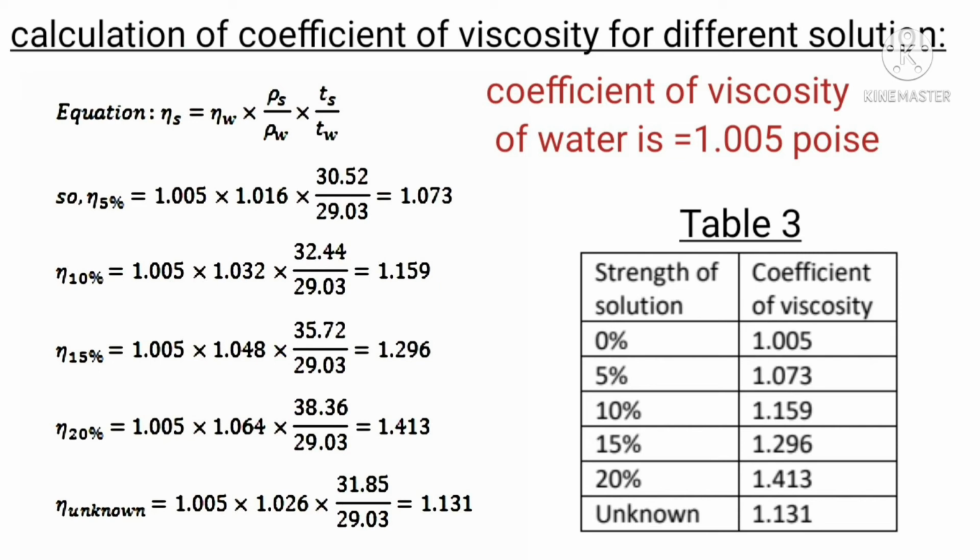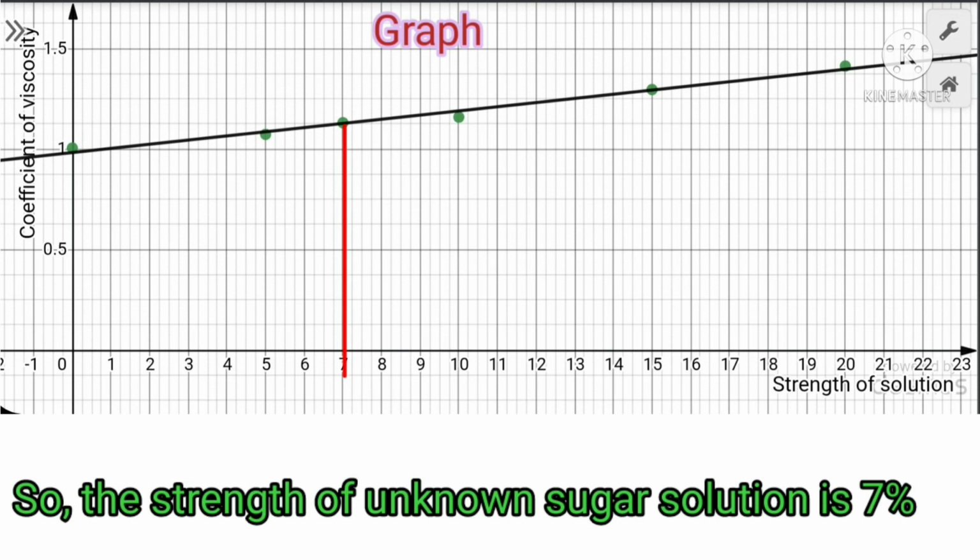Then we prepare a table of two columns. In one column we write the strength of the solutions, and in the other we write corresponding viscosity coefficient values. From the table, we draw a graph taking strengths at the x-axis and viscosity coefficients at the y-axis. From the coordinate point of viscosity coefficient of the unknown sugar solution, we draw a perpendicular onto the x-axis. The perpendicular cuts the x-axis at 7%. So the strength of the sugar solution is measured as 7%.